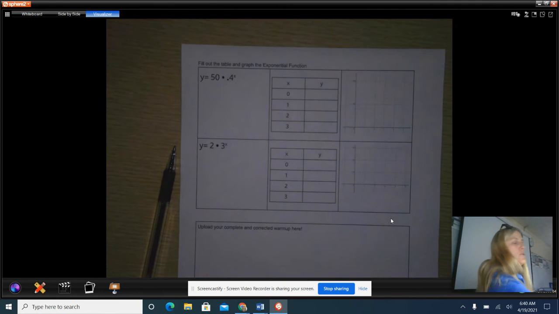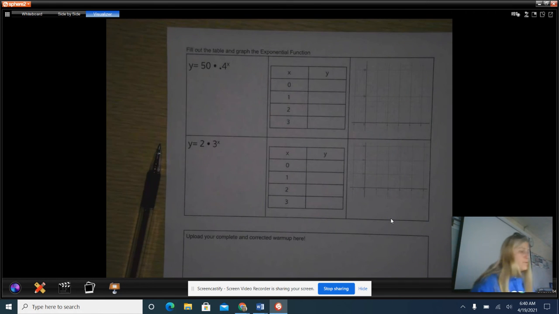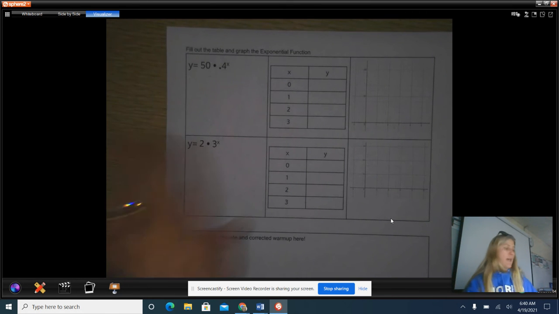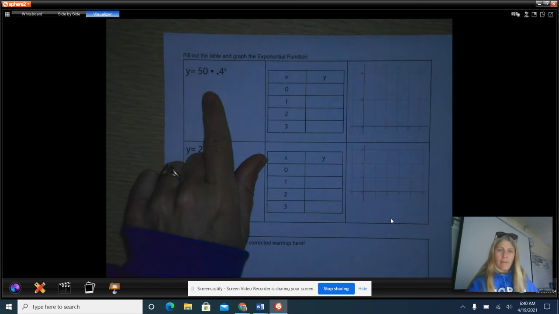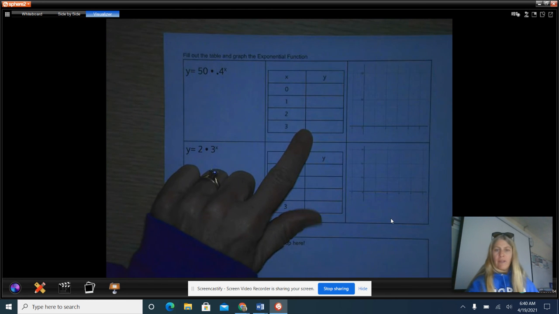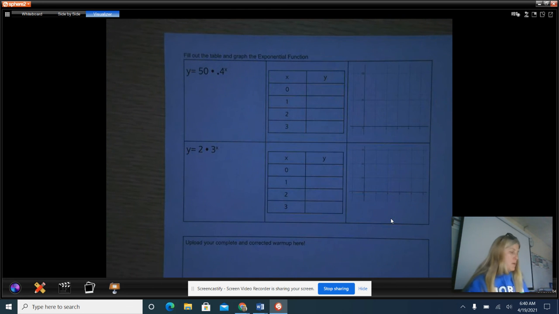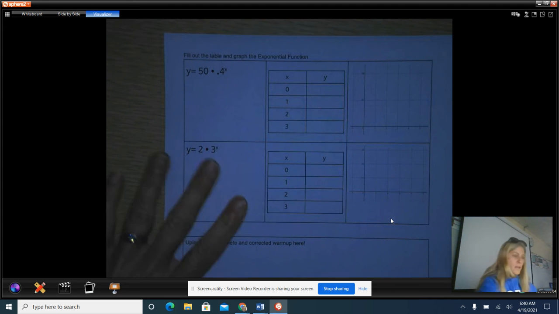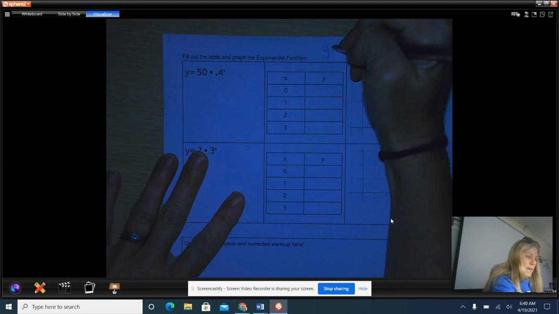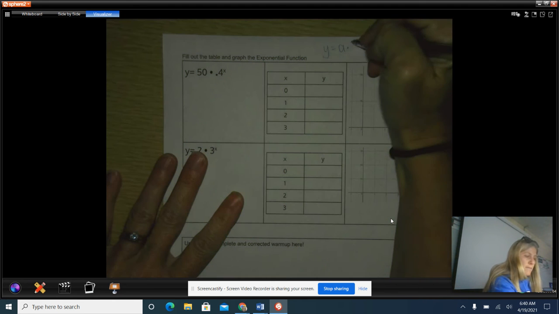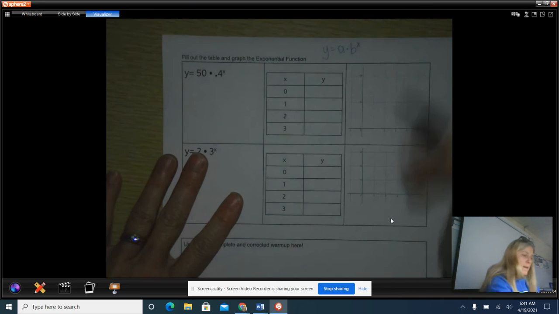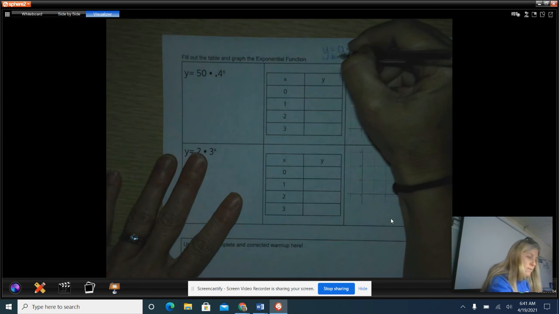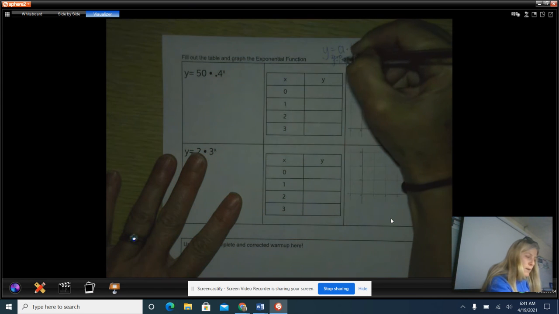Today we're going to, in our warm-up, review how to look at an exponential equation and take that information, fill out a graph, and then graph it. So taking a look, our form of an exponential equation is always y equals a times b to the x power. Now, our a is always our 0, which is also known as our y-intercept.